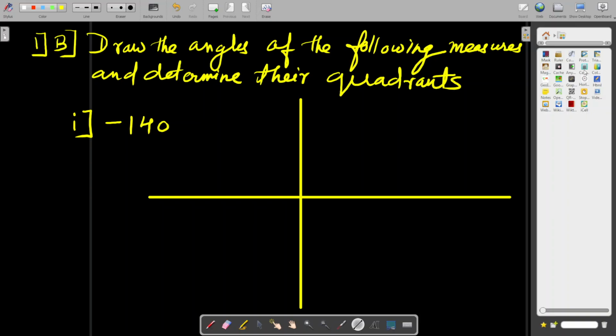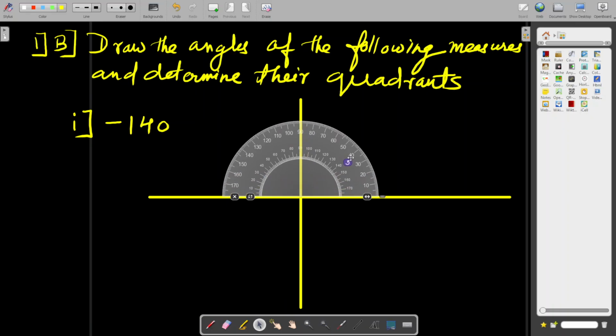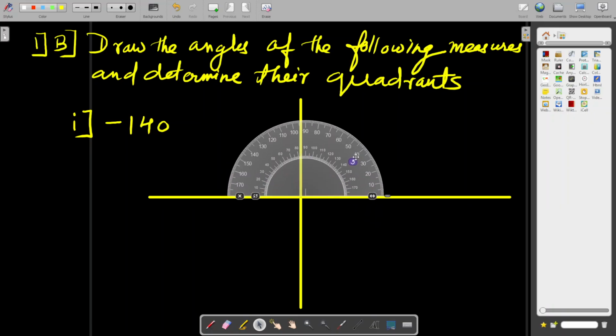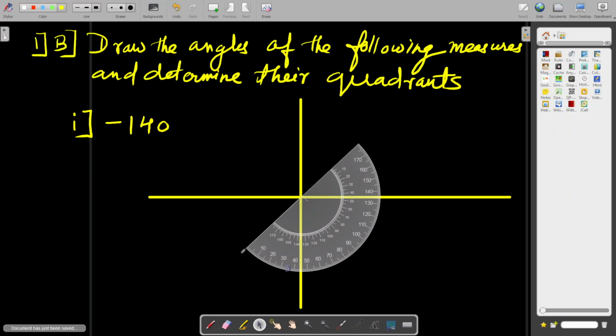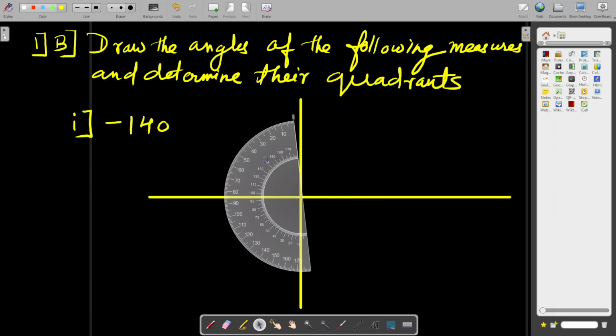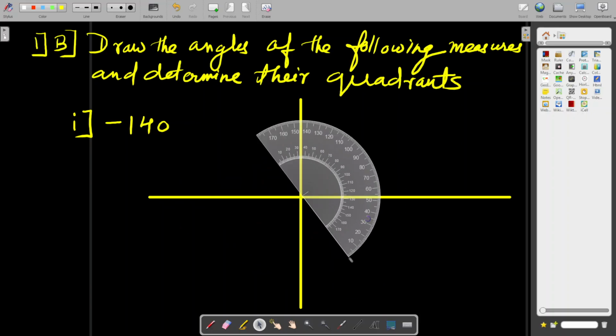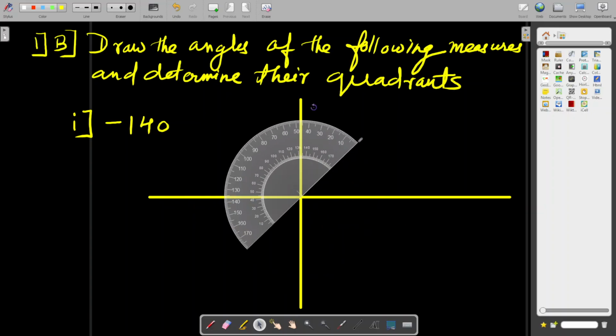So it is minus 140. We'll take a protractor. Minus means it will start in clockwise direction. If we go in clockwise direction like this, then the angle is negative. And if we go in anti-clockwise direction like this, then the angle is positive.